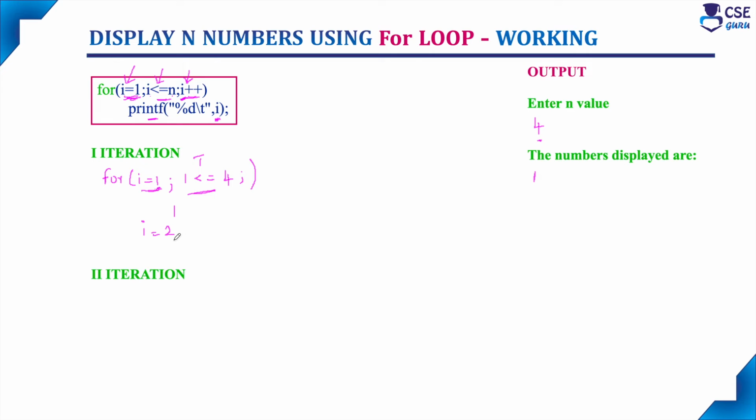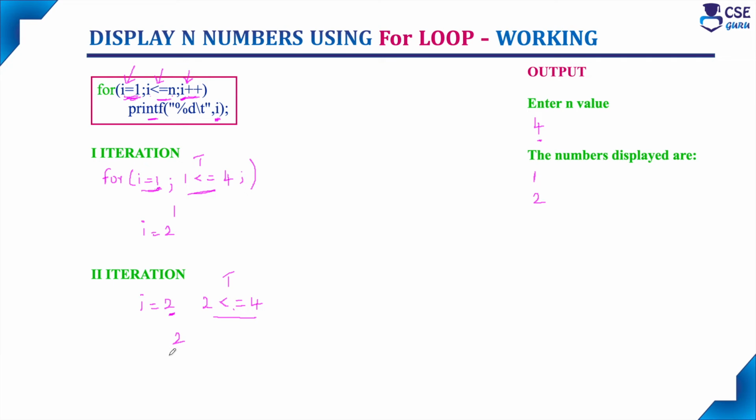Now consider the second iteration. In the second iteration we use I value as 2 and check the condition whether 2 is less than or equal to n. N value is 4 only. No change in n value. Only we have updated the I value. So 2 is less than 4, condition true. When this condition is evaluated to true, it will allow the body of the loop to execute once. Using this printf statement, display the value of I. So I value in this iteration is 2, and this 2 will be displayed in the output screen.